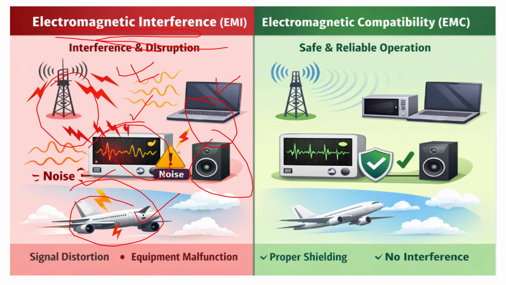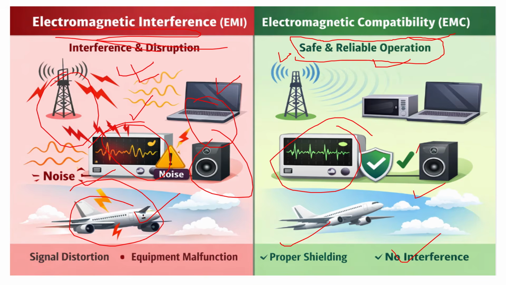That is called electromagnetic compatibility. It is the ability to protect the devices from electromagnetic interference. For safe and reliable operation, we use proper shielding. So we are trying to reduce the interference. If you use proper shields in your devices, you can avoid the interference. That is called electromagnetic compatibility.